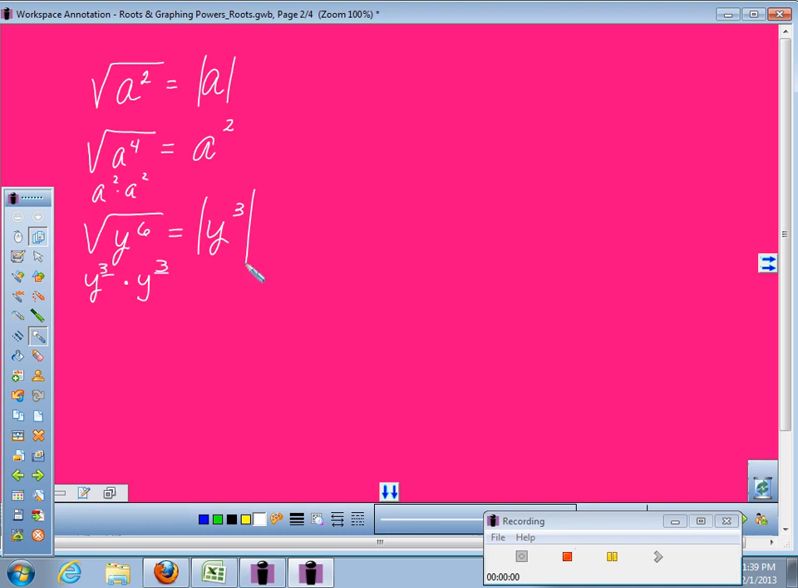Okay, does anybody see a shortcut to how we were doing that? Sam's saying it was always half the power. If it's even, you don't need the absolute value. If it's even, you don't need the absolute value, that's correct.